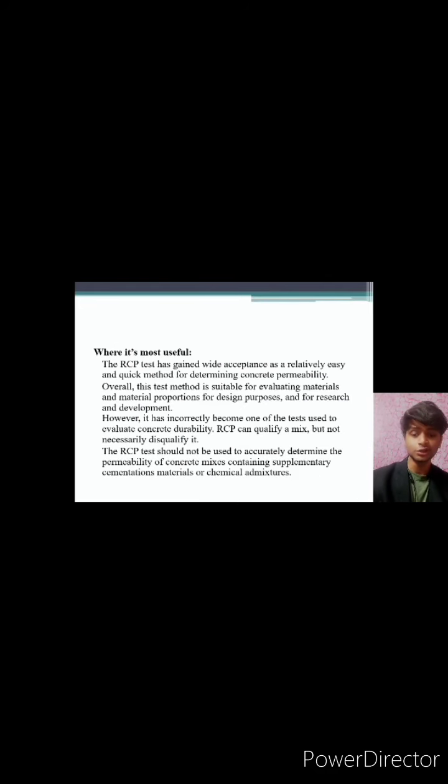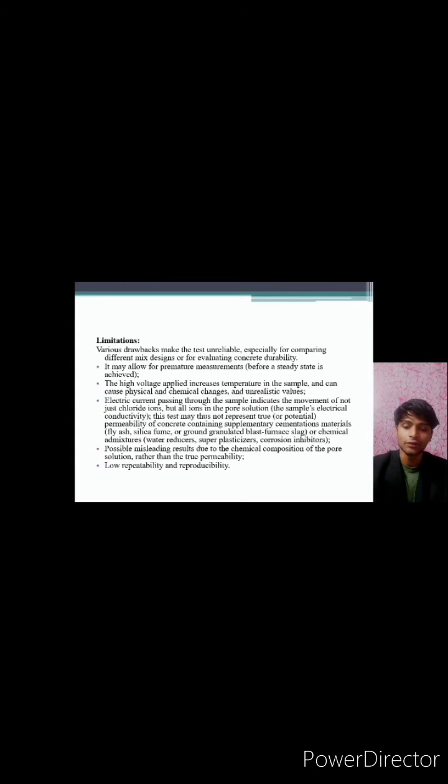Where is it mostly useful? This test is mostly accepted as a relatively easy and quick method. Overall, this test is suitable for evaluating materials and material properties for design purposes. But it doesn't accurately determine the permeability of a concrete mix every time you use it. It also has many limitations, which you can read given below.